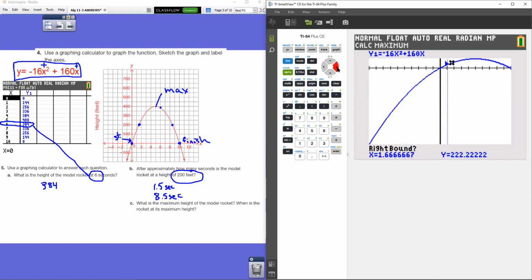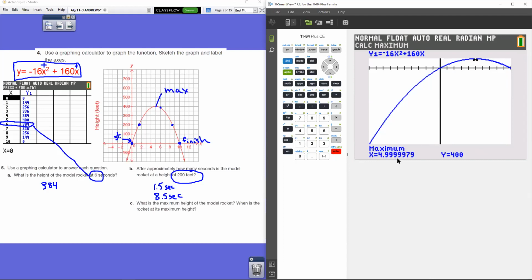I need to move my little cursor dude all the way over to the right-hand side of the max. Doesn't matter how far or how close, I just need to move it over to the right-hand side, so it's past the highest point now. Once it stops moving, I can just hit enter again for the right bound. Notice that it wants it in between there. That's what we want. And then it says guess.